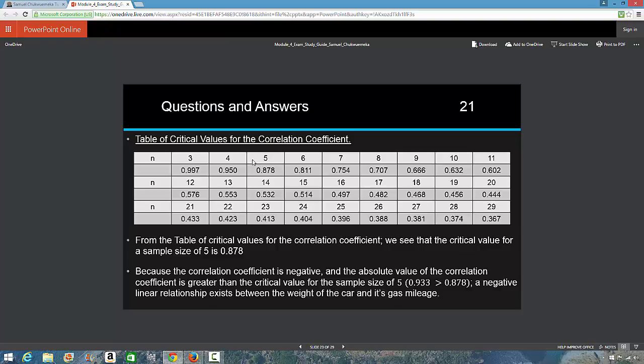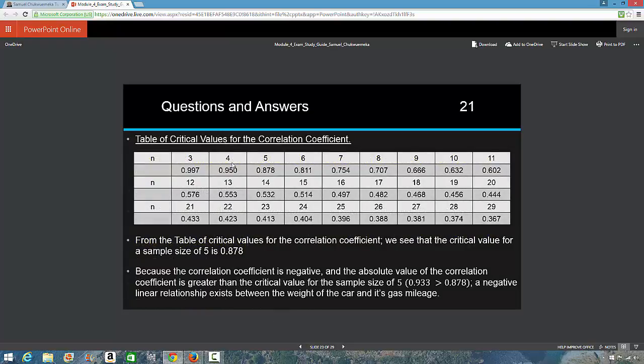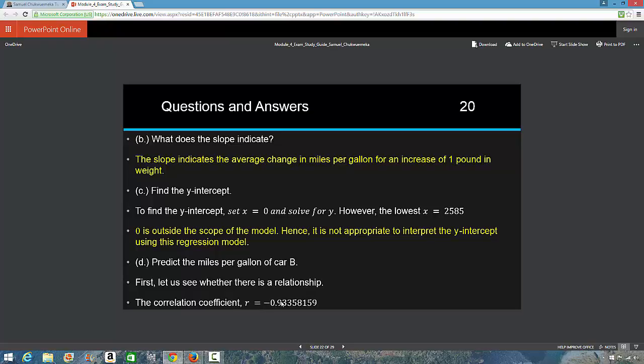therefore, there is a relationship, a positive linear relationship. Well, not positive, negative, I mean, because the sign here is negative. But there is a relationship because the absolute value of this is greater than the critical value for a sample size of 5. That is the first thing, that yes, there is a relationship. But what kind of relationship? It is a negative linear relationship because the correlation coefficient is negative.